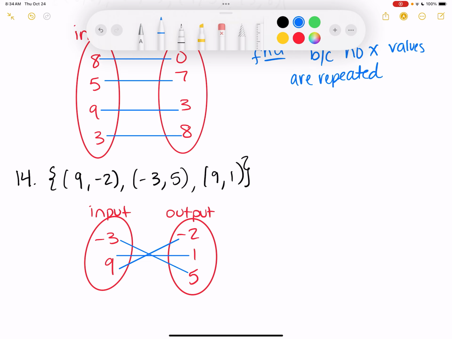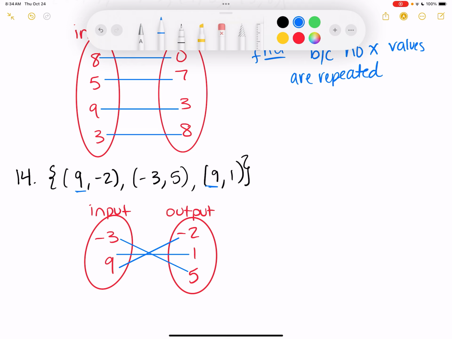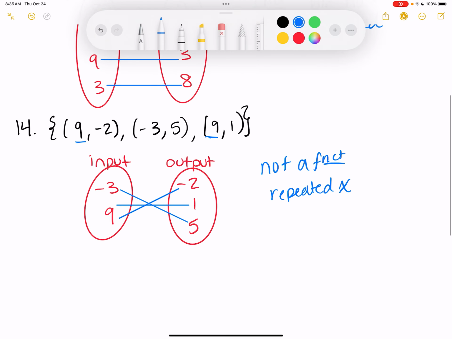So what you'll notice is that 9 is used twice. Okay, so it's there and it's there. So this is not a function because of the repeated x value. So these questions are specifically asking basically is it a function or not. But that's how you would show the work to go with that. If it's repeating numbers, it doesn't make it a function, right? Only for x.